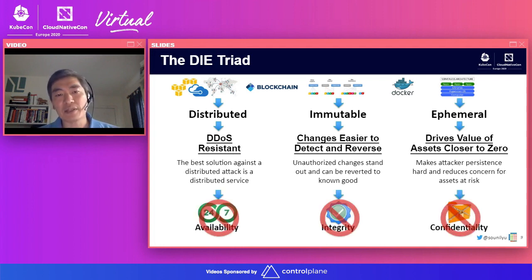So for example, if I have something that's highly distributed, why do I need to worry about the availability of a single system? If I have something that's immutable, why do I need to worry about its integrity? And if it's ephemeral, why do I need to worry about its confidentiality? It turns out if we design towards the new paradigms represented by the DIE Triad, we need not worry about the CIA Triad. In other words, if we can have our assets DIE, then why do we need to CIA them? And I think we should revisit some of our primary approaches for how we do security.